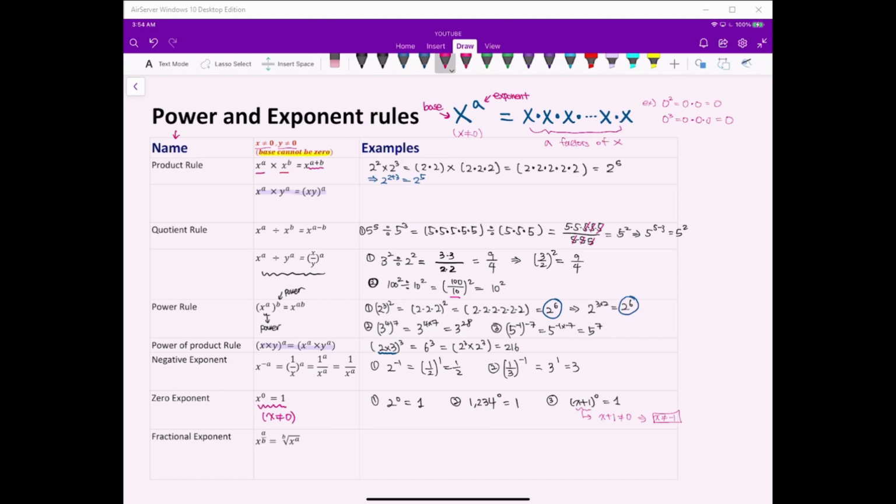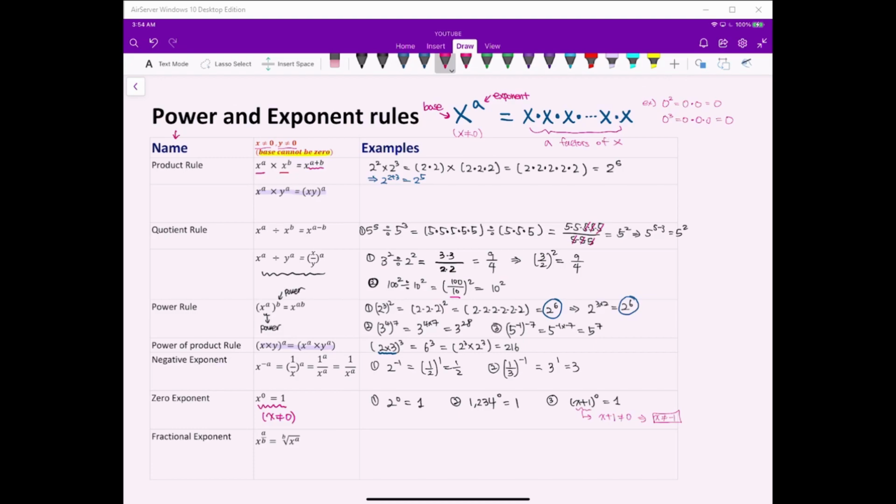Again, the key note on this zero exponent is thinking about the condition whether the base of the power is a non-zero value. Then you can use this rule.